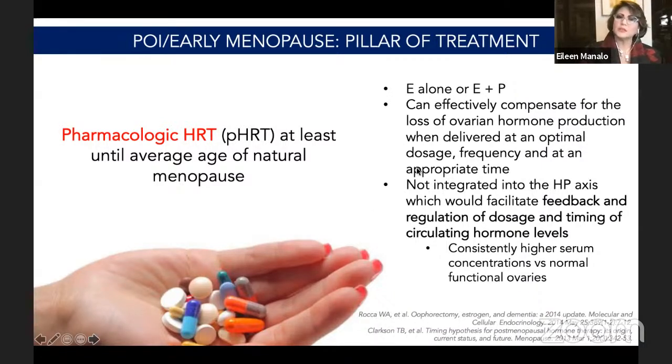And you know that HRT can effectively compensate for the loss of the ovarian function, ovarian hormone production, when it is delivered at an optimal dosage, at an optimal frequency, and at an appropriate time. However, pharmacologic HRT is not integrated into the hypothalamo-pituitary axis, which normally would facilitate a feedback and regulation of the dosaging and timing of these circulating hormone levels. So what you have, in effect, is a consistently higher serum concentration of all these hormones compared to normally produced hormones by the functioning ovaries.